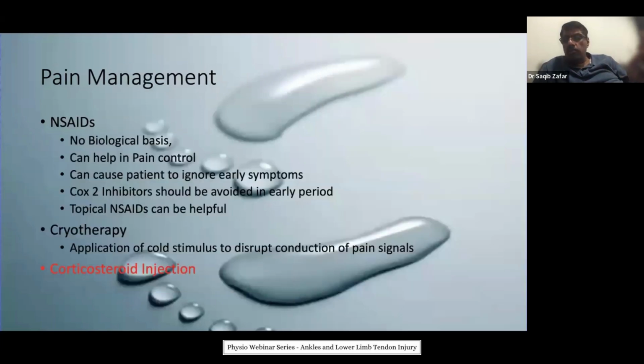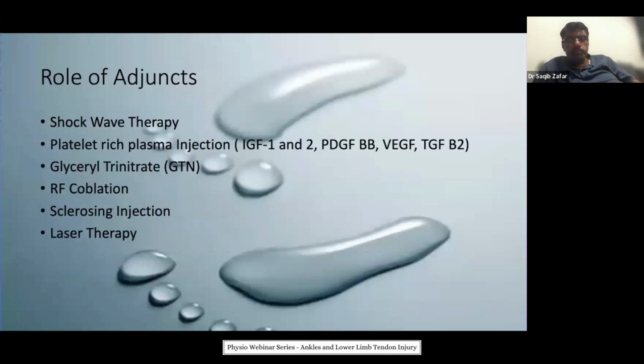Same thing, NSAIDs, cryotherapy. Corticosteroid injection in plantar fasciitis may have some role, because here we are not dealing with the tenocytes around there. But again, multiple corticosteroid injections, or a corticosteroid injection given in the plantar fascia, can make it weaker and can result in rupture. So the injection has to be targeted with ultrasound and should be around that area rather than inside the tissue itself, because steroid inside the tissue can make it weaker and can predispose to rupture. Same adjuvants can be used as for Achilles tendinopathy. It's the same slide I've just repeated.